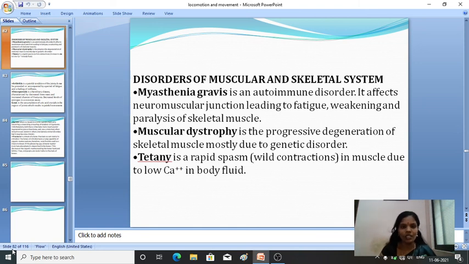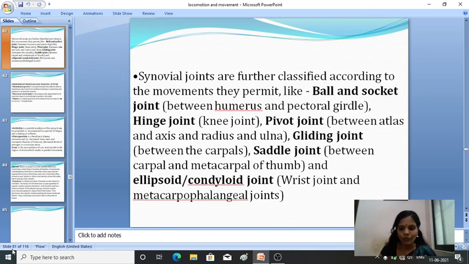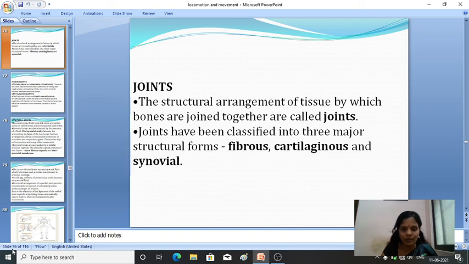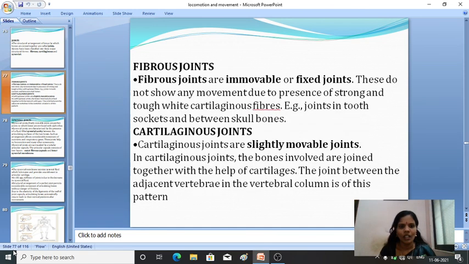Okay, hope this joint is clear to you. So before moving to the disorders, you can have a glance once again over all the different types of joints. Again in joints we have got 3 types: fibrous, cartilaginous, and synovial. Then fibrous joints are generally present in the tooth socket and between the skull bones. Then cartilaginous, slightly movable.